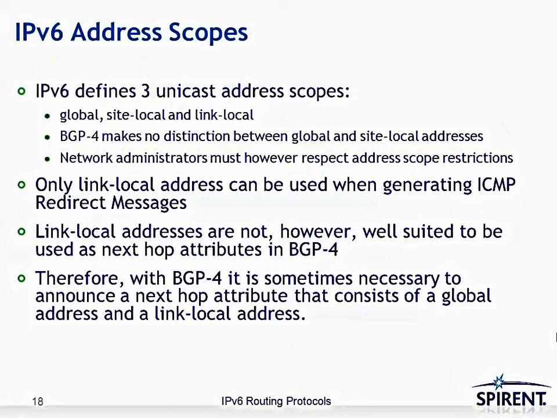Another limitation is to only use link local addresses when generating ICMP redirect messages. Link local addresses are not well suited to be used as the next hop attribute in BGP4, for obvious reasons. So with BGP4 it is sometimes necessary to announce a next hop attribute that consists of a global address and a link local address.